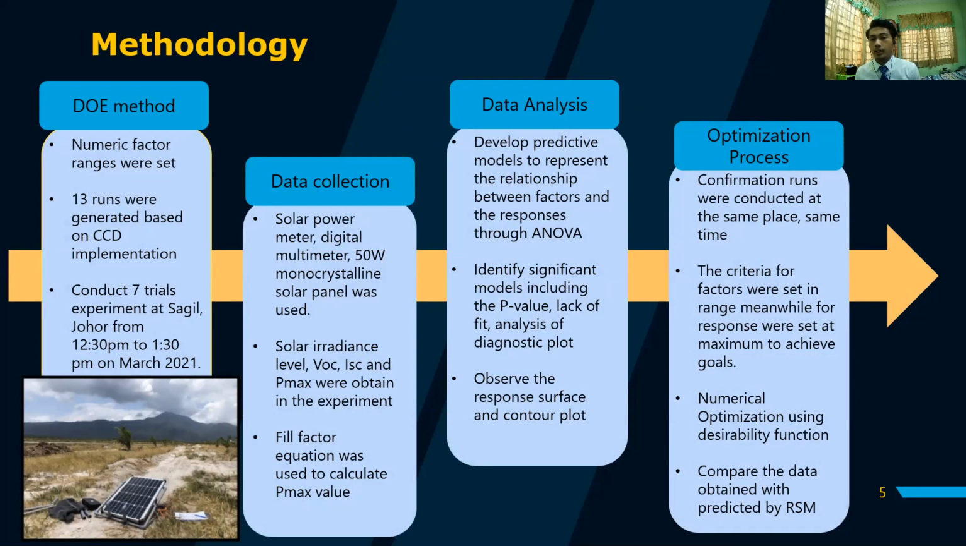Next, I move to the data analysis. The ANOVA is used to develop the predictive models and to identify the significant models, including the p-value, lack of fit, analysis of diagnostic plot, and I can observe the response surface and the contour plot. So the next stage is the optimization process, where I conduct the numerical optimization using the desirability function, and it needs confirmation runs at the same time and at the same place, and compare the data obtained with the predicted by the RSM.